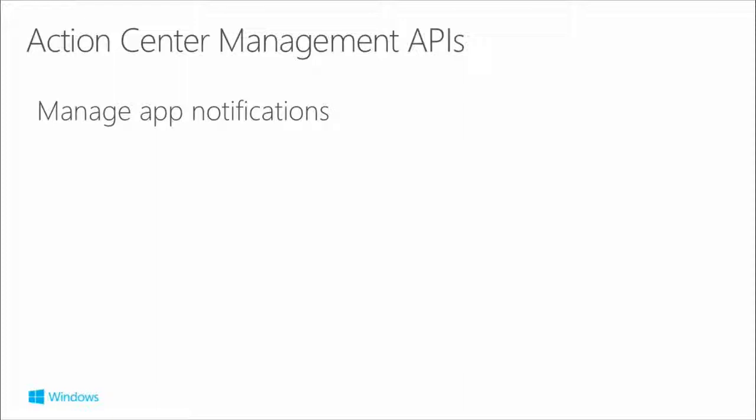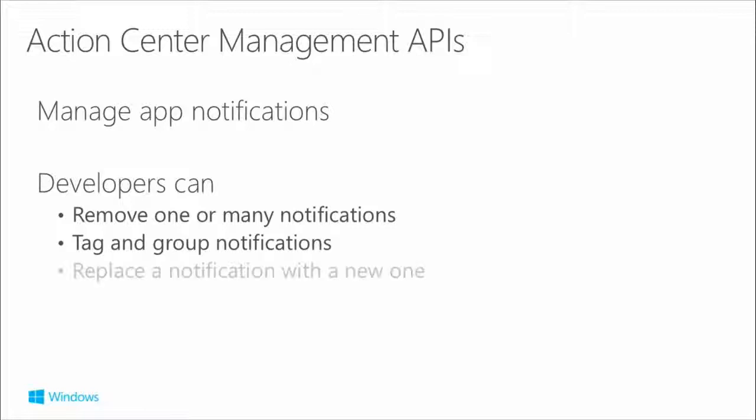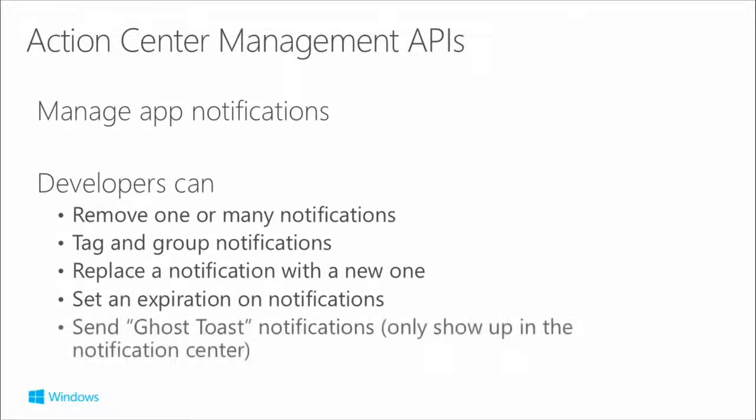But in addition to that great user experience, we also have a great set of APIs that developers can use to manage the Action Center experience for their users. Developers can remove one-to-many notifications. They can tag and group these notifications, and using these tags and groups, we can replace notifications with a new notification, we can delete notifications. We can set expirations on those notifications, and we can even send these ghost toast notifications.